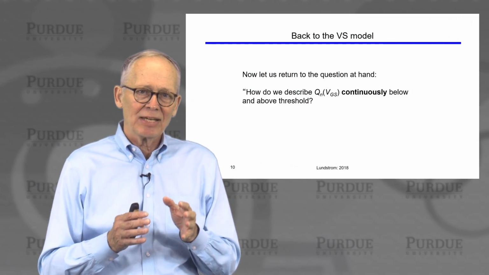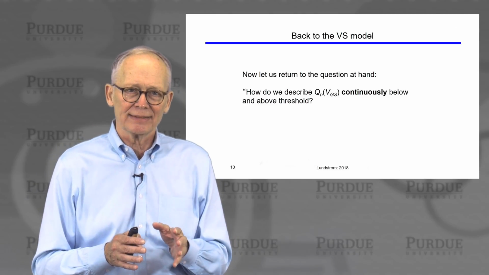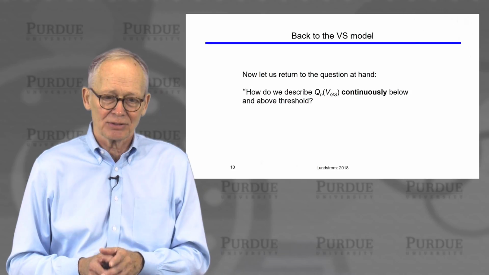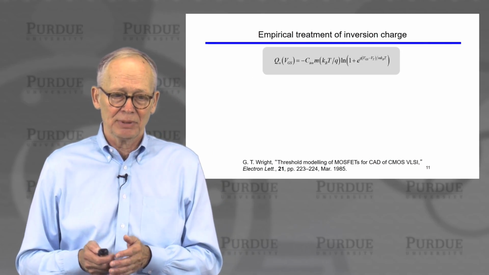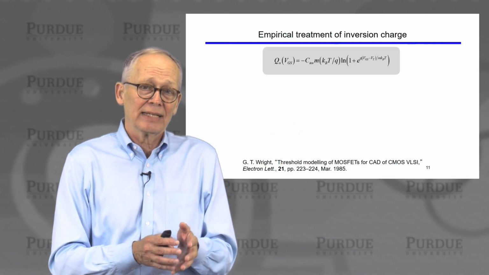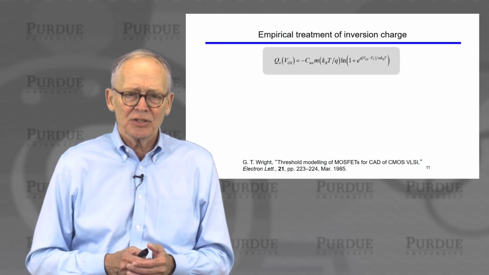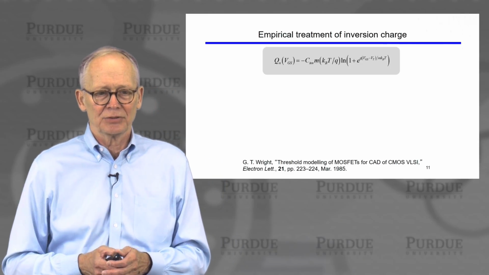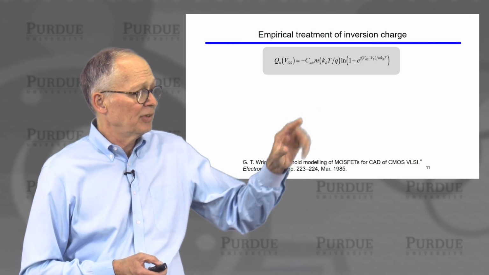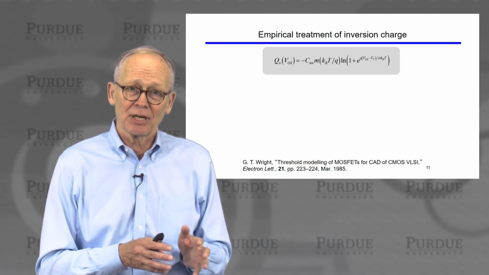So we now have a better understanding of mobile charge versus gate voltage, but we have it in two pieces, subthreshold and above threshold. We need to continuously go from below threshold to above threshold. Well, one way to do that is to do a numerical solution, and that in fact is done sometimes. Another way to do that is to look for an empirical way that smoothly goes between the two. So here you see a function that was introduced many years ago that actually does the proper thing between the two limits.